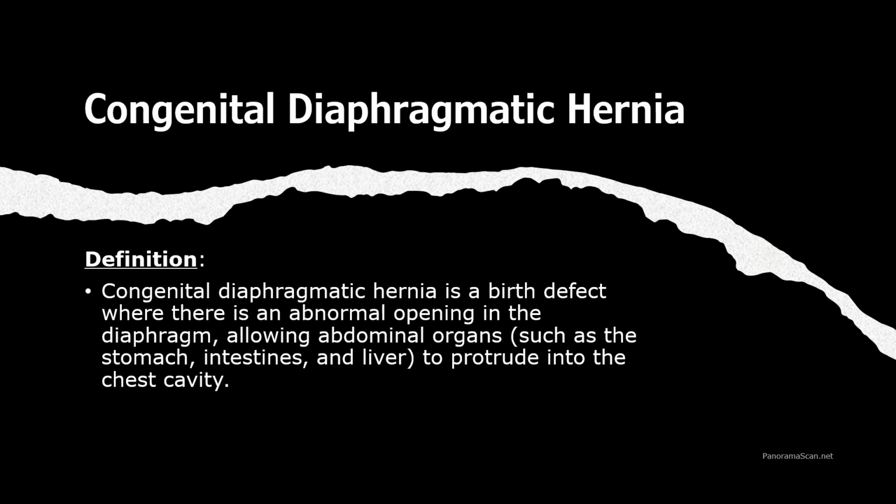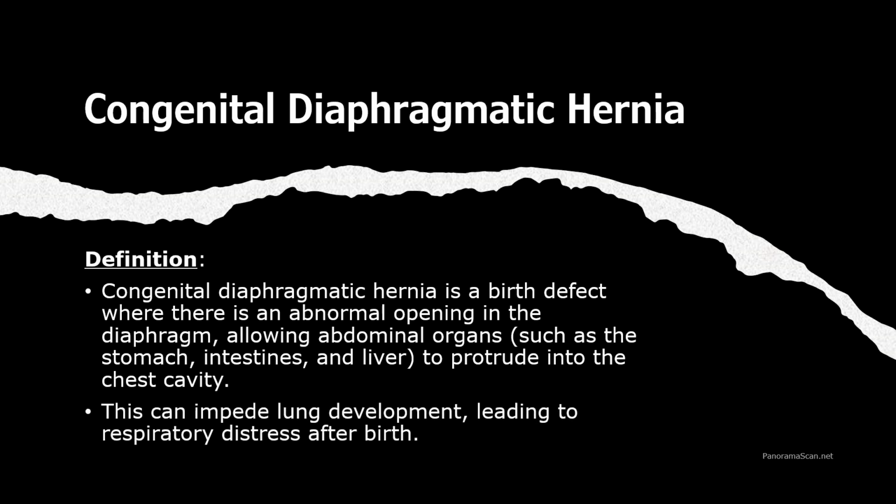Because of this defect, abdominal organs such as the stomach, intestines, and sometimes the liver can protrude into the chest cavity. The presence of these abdominal organs in the chest can impede lung development, which is a major concern because the lungs need adequate space to grow properly.